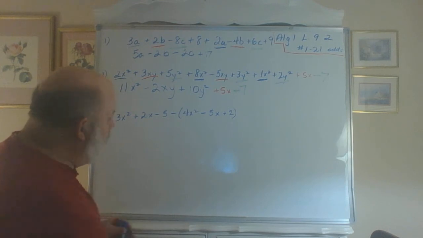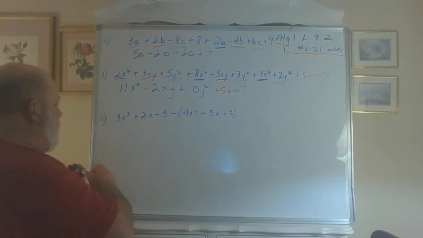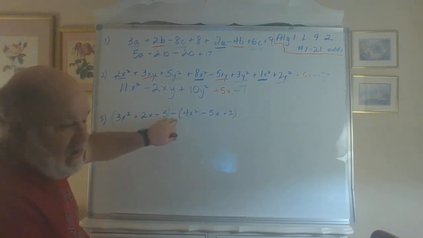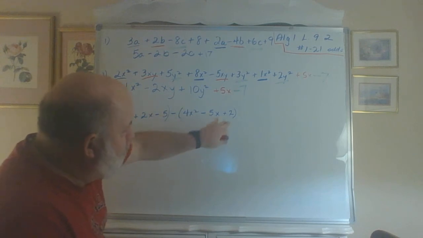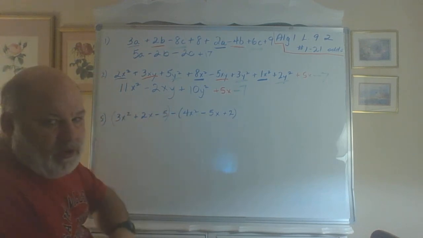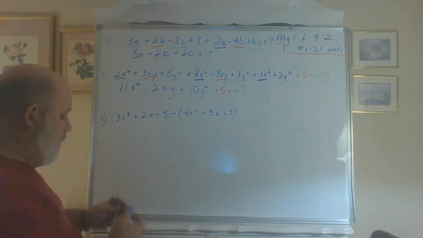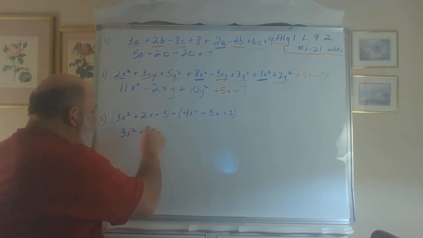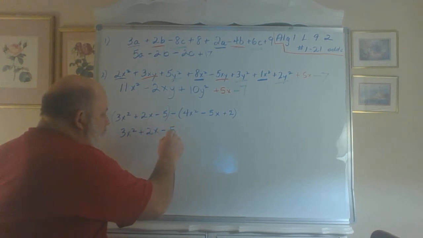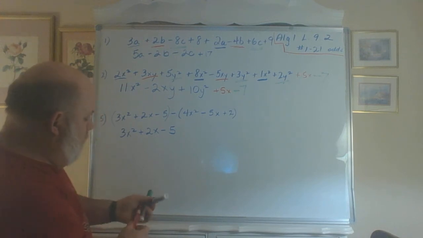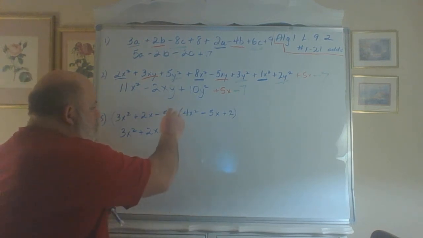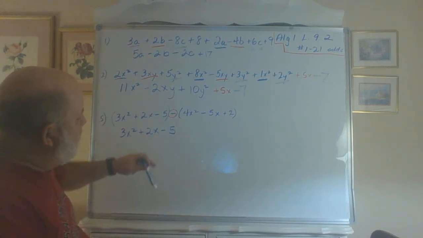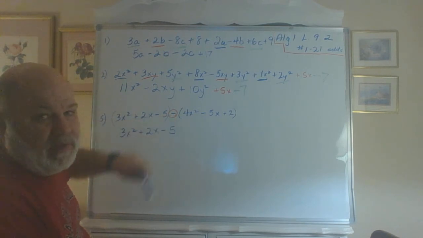So, we're looking at this problem, and this had parentheses around it. 3x squared plus 2x minus 5 minus this whole thing. Had it been plus, we could just erase the parentheses and it wouldn't matter. But it does say minus, and it does matter. Because what this is saying is everything inside that parentheses is being subtracted.